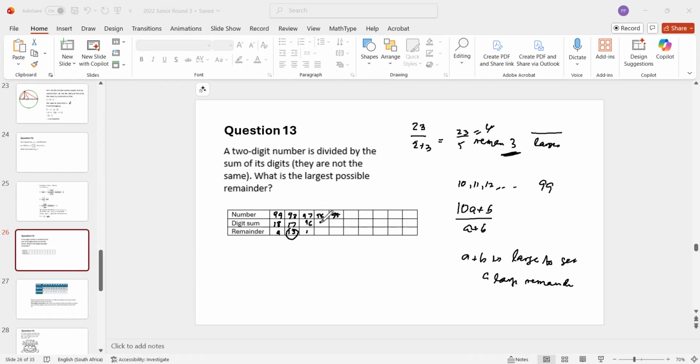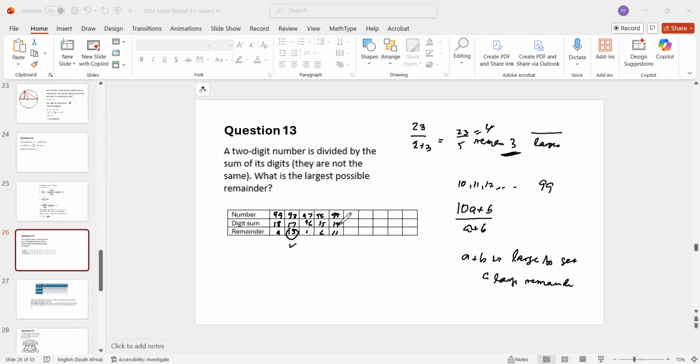And 96 is 15. 15 goes into 96 6 times. 15 times 6 is 90. The remainder is 6. Still no dice. 9 plus 5 is 14. 14 goes into this 84. The remainder is 11. So we haven't beaten 13 yet. So far, this is the best candidate. The largest remainder is 13.